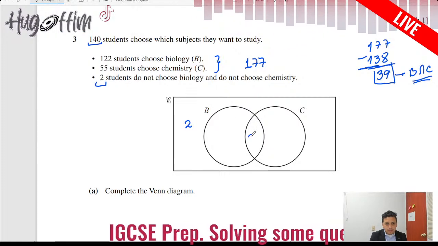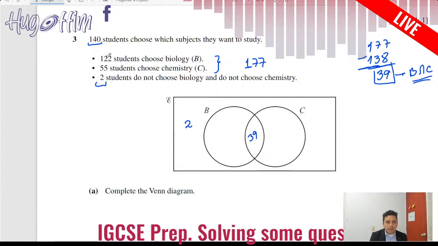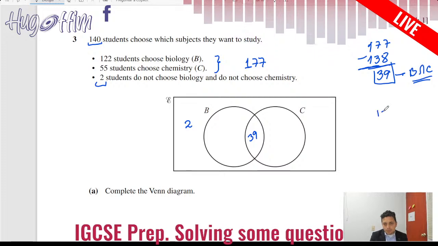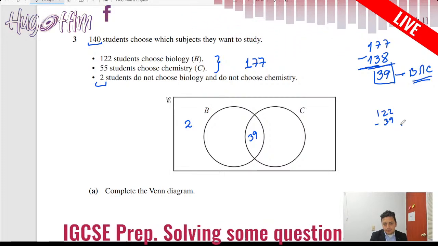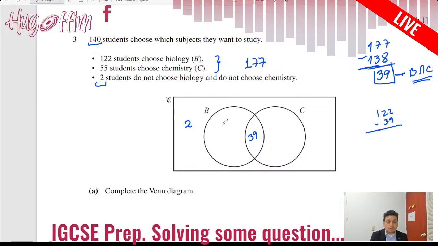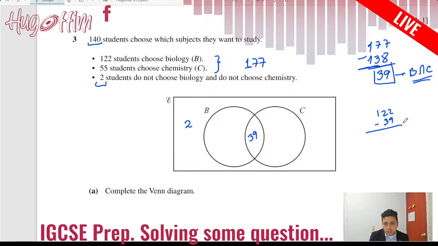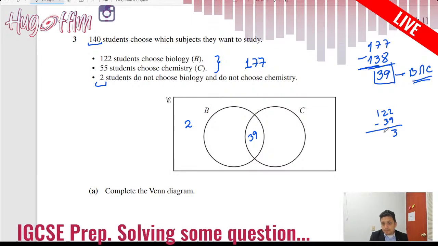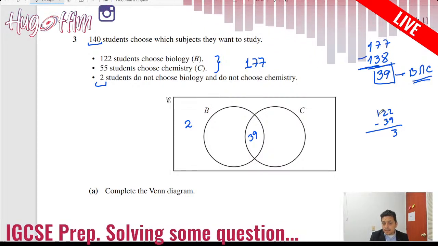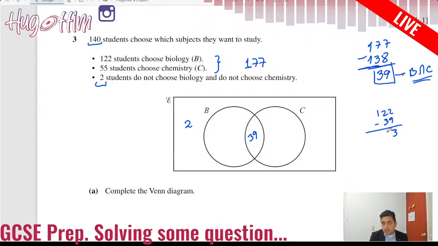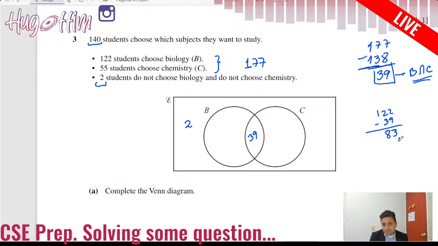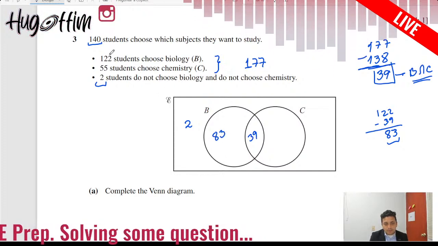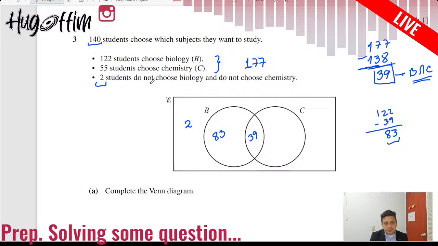So 39 here. Now, biology students are 122, but I need to subtract 39. So I'm just going to do the subtraction to determine the number of students who choose only biology. 122 minus 39 is 83. So 83 students choose biology. Checking: 83 plus 39 is 122.